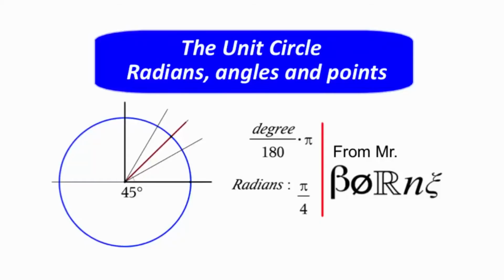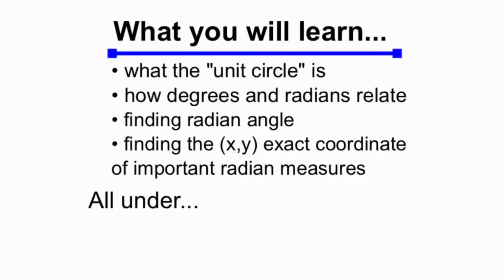Hi, everybody. This is Mr. Bourne from Minnesota and his trusty cat. And this tutorial will be on the unit circle, radians, angles, and points. Now, if you want to learn this fast, this is the tutorial to watch. What you will learn: what the unit circle is, how degrees and radians relate, finding radian measure, and finding the XY exact coordinates of important radian measures, all under 8 minutes.